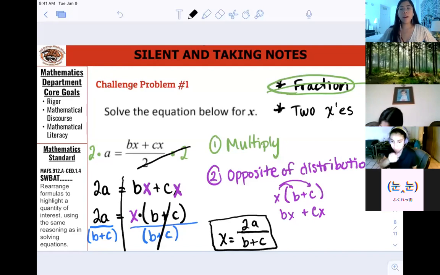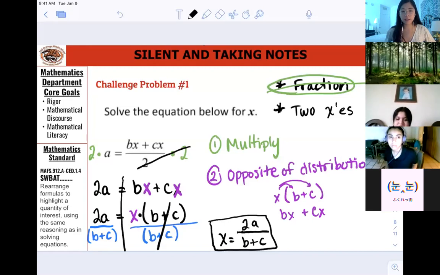So I'll go over your homework at the end, but you will have homework on this, and the homework does have a couple of problems with opposite of distribution. So we'll have one more practice problem to go over it one more time, but just so you know, you do need to know how to do this in order to do the homework, okay? So if you have any questions, it's very important that you ask them.